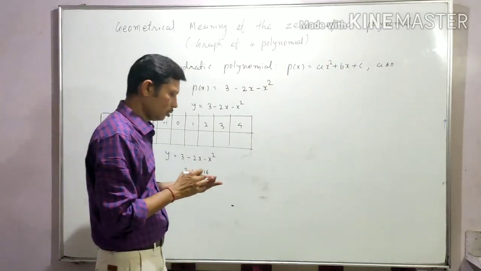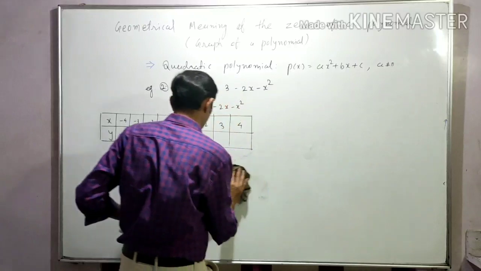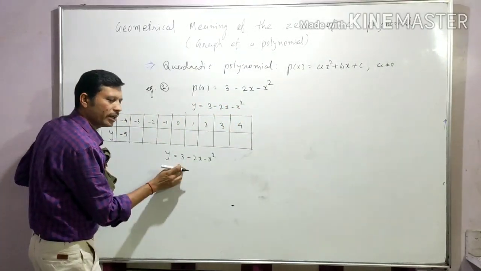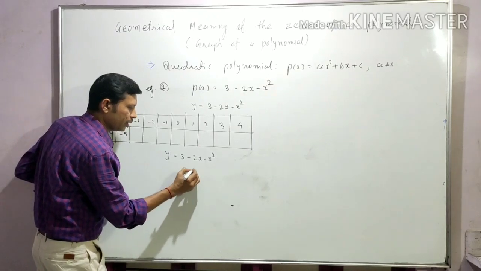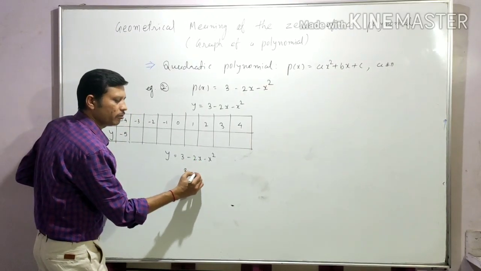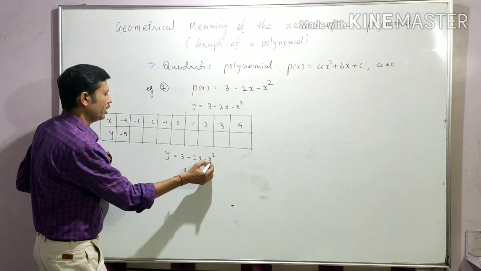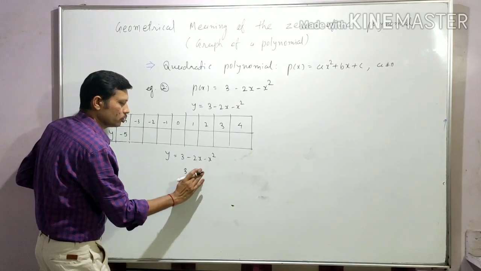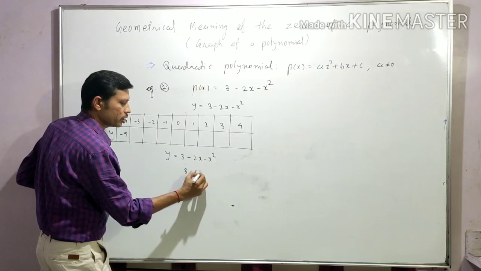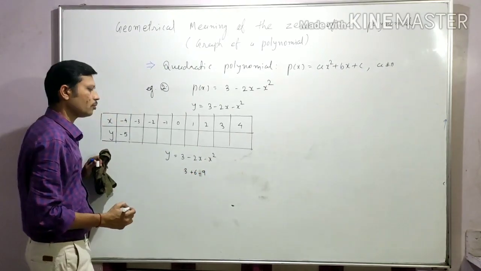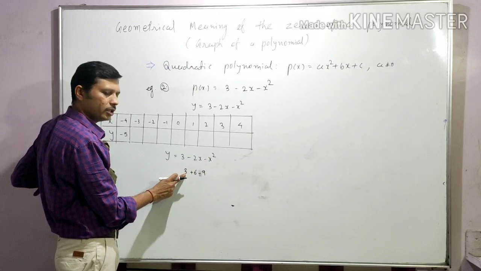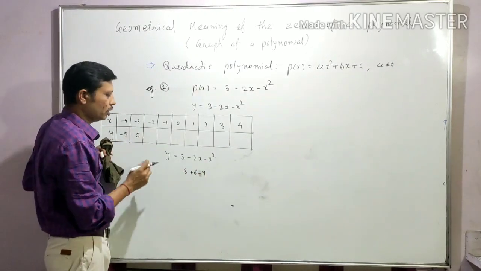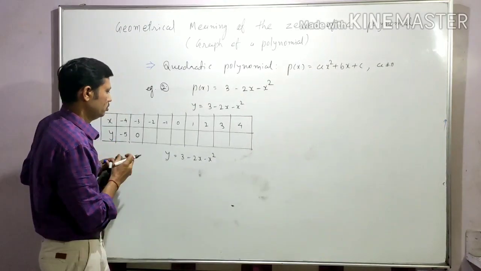Now take another value. Suppose I am taking minus 3. So 3, minus 3 multiplied with minus 2 is plus 6, and minus x square: minus 3 the square is plus 9, so this minus sign is unchanged. So 6 plus 3 is 9, minus 9 becomes 0. Okay, let's take minus 2.